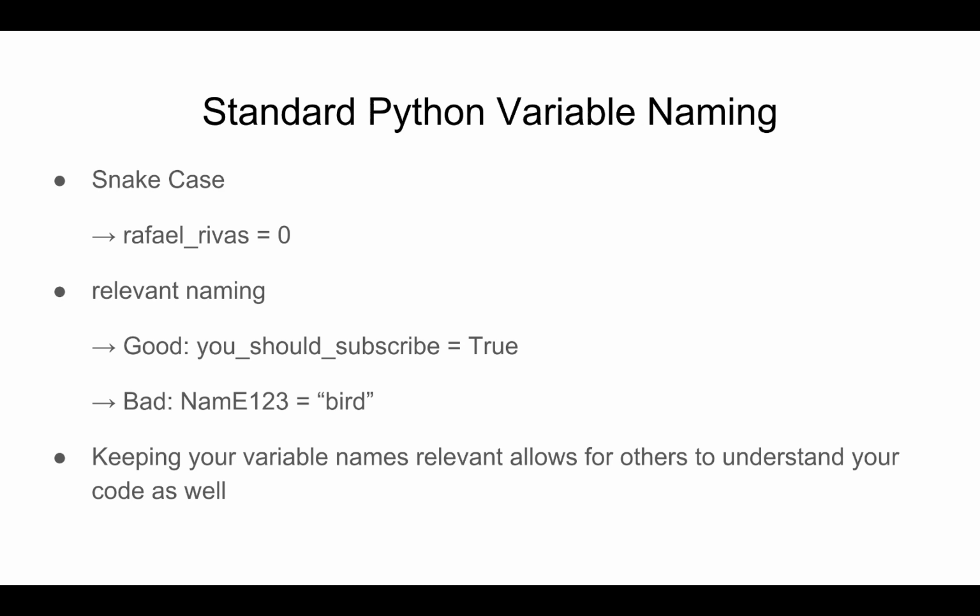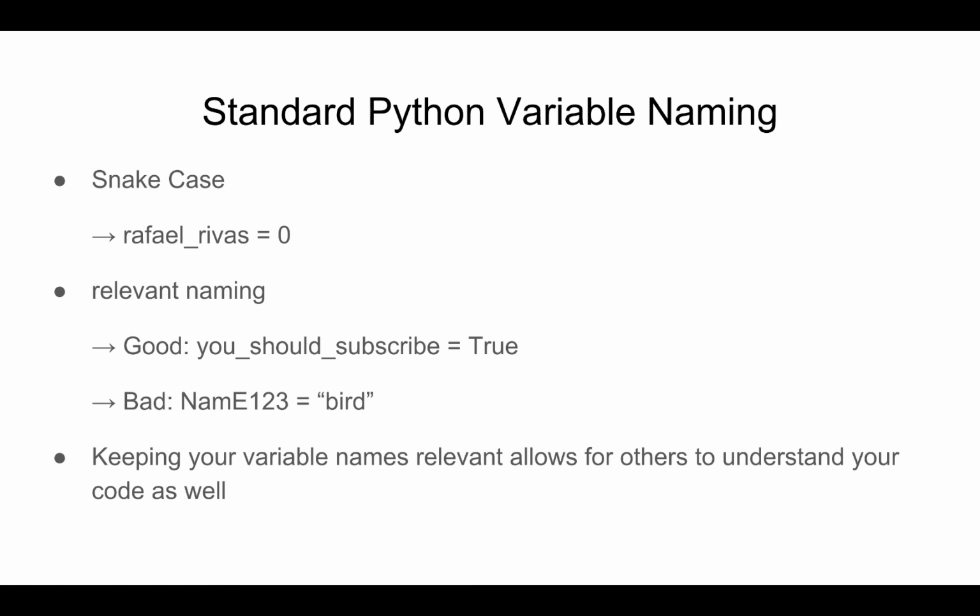A bad example of a variable name would be capital N name capital E 123 equals bird, which has absolutely no correlation whatsoever. And so that would be an example of a bad variable name. It's important to get into the habit of making relevant variable names, as well as abiding by snake case.